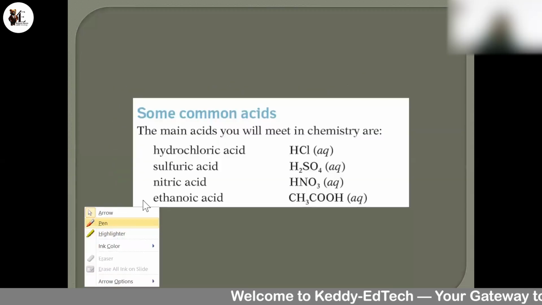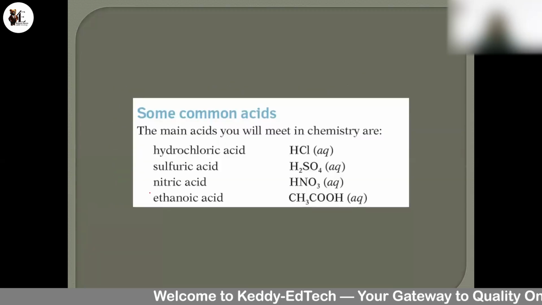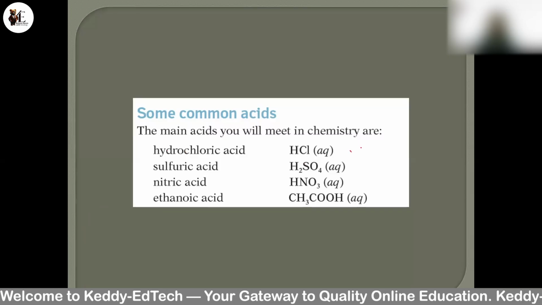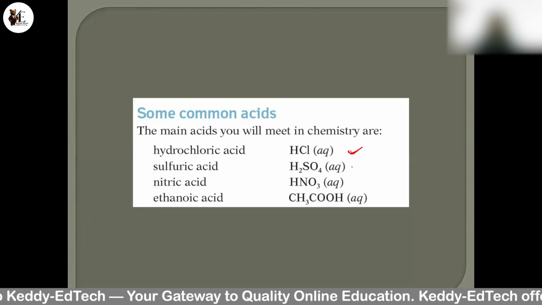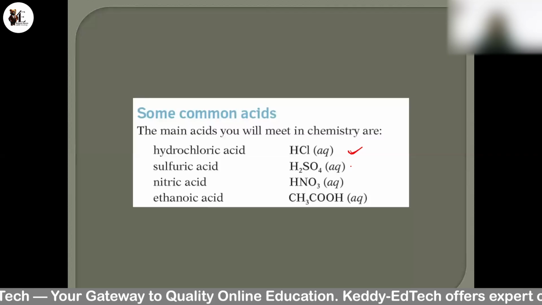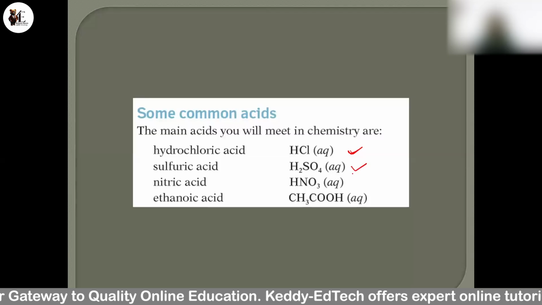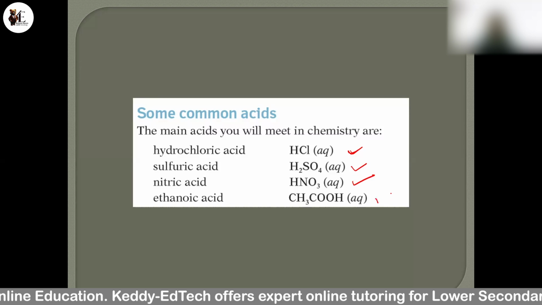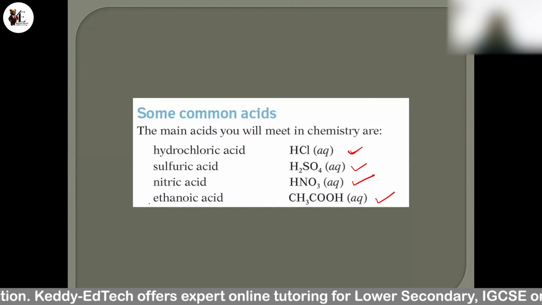So the common acids. If I ask you for examples of some common acids, this is hydrochloric acid. You should know that hydrochloric acid is HCl. Sulfuric acid. What is the formula for sulfuric acid? H2SO4. What is the formula for nitric acid? HNO3. What is the formula for ethanoic acid? CH3COOH.